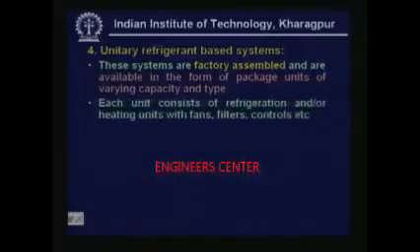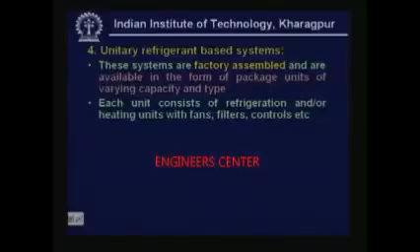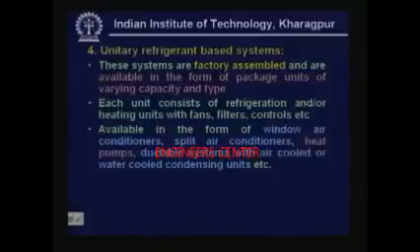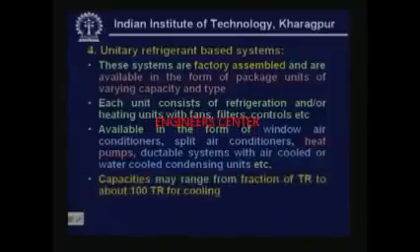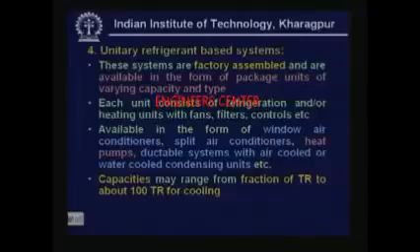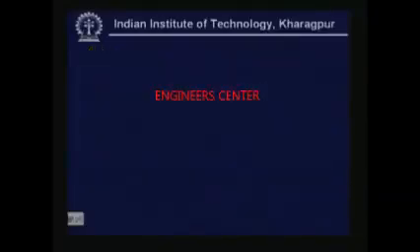Each unit consists of refrigeration and/or heating units with fans, filters, controls, etc. These systems are available in the form of window air conditioners, split air conditioners, air-to-air heat pumps, ductable systems with air-cooled or water-cooled condensing units, etc. The capacities of unitary systems may range from a fraction of a ton to about 100 tons for cooling. Okay, so these are the characteristics of unitary refrigerant-based systems.